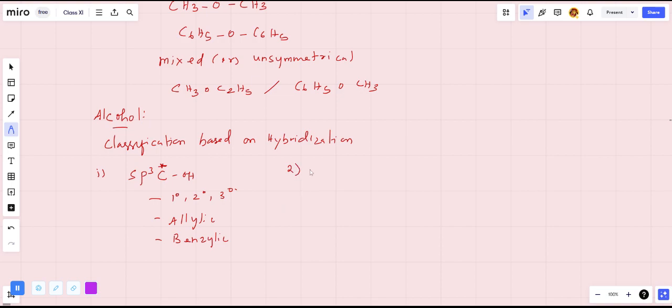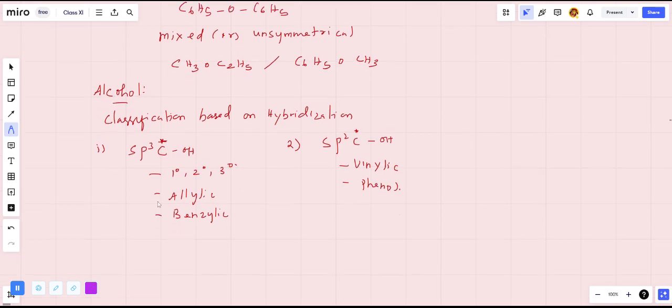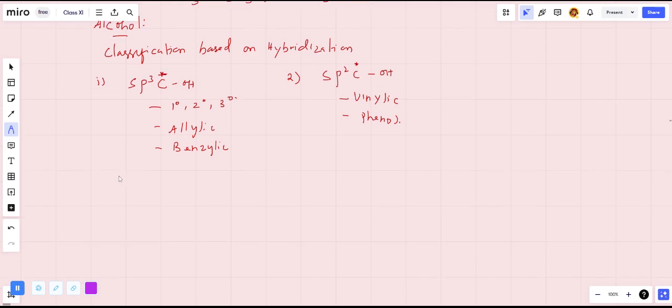The second classification is based on sp2 carbon with OH. That means this star carbon is an sp2. Here we are going to learn about vinylic and phenol. Okay, we'll see one by one. First, we will see sp3 carbon OH. That means the OH functional group is attached to an sp3 carbon. They are generally liquid. It may be like this.